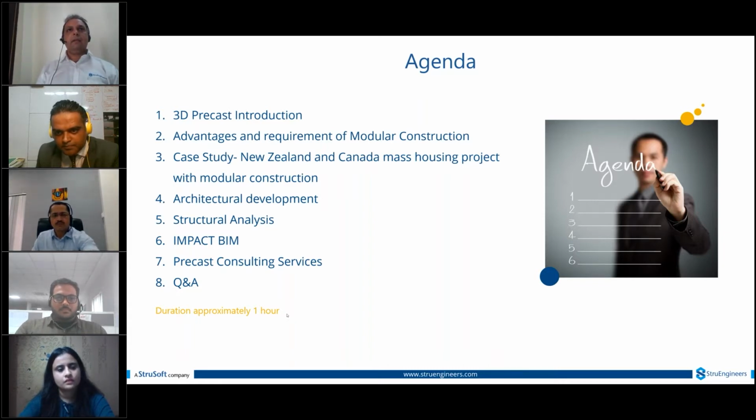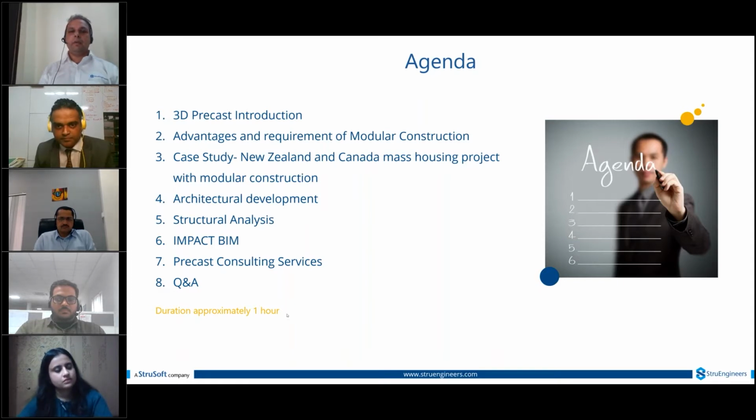We can also provide complete support if somebody wants to establish a precast plant. We can really help them by consulting about their requirements and help them start plant production in a very economical way. We have a team with people of equipment background, so we can really help you set up a precast plant very economically.